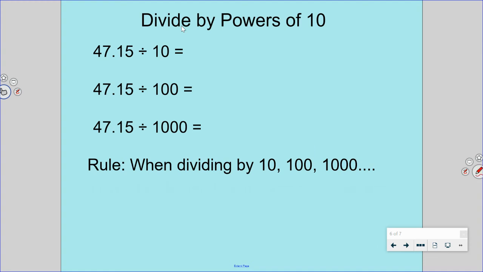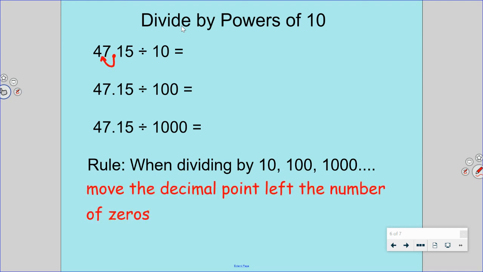Anytime you multiply by powers of 10, if you remember, it really enlarged the number, and so we could move the decimal point to the right. Well, you can use your logic then to say, all right, what happens to the decimal when we divide by a power of 10? Instead of enlarging, it's going to shrink. And if there's 1 zero, we're going to move it to the left 1 place. If there are 2 zeros, we're going to move it to the left 2 places. You will move the decimal point to the left however many zeros there are. And so if we divide 47 and 15 hundredths by 10, final answer would be 4 wholes, 715 thousandths.